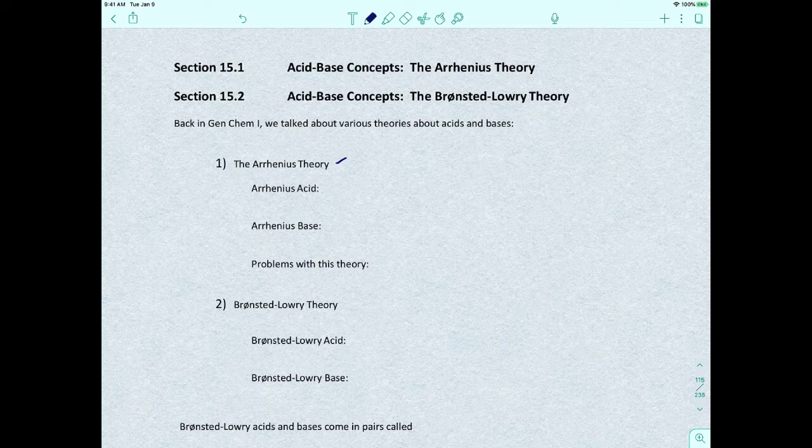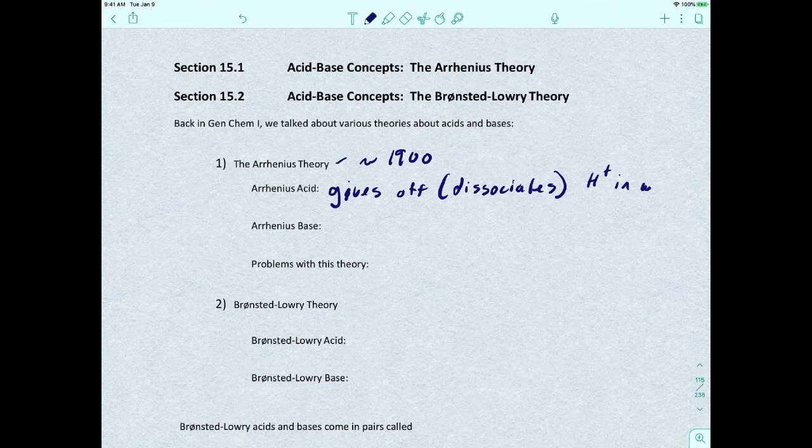The very first theory about acids and bases was the Arrhenius theory, and this was put forth by Svante Arrhenius, same guy from the Arrhenius equation, in the year 1900. So about 1900, this is when his theory pretty much took shape. And what he did was define what an acid and base was. He defined an acid as something that gives off, or the chemical term is dissociates, hydrogen ion in water.